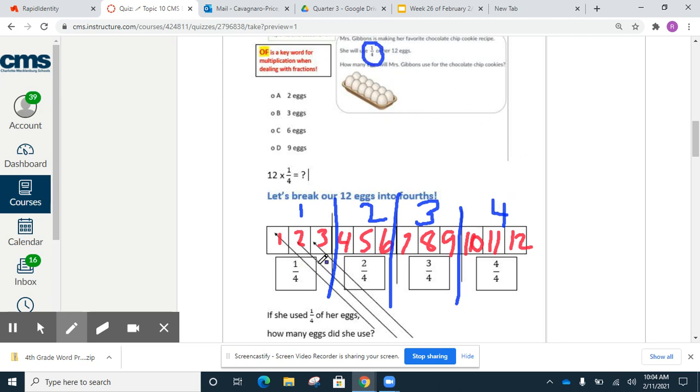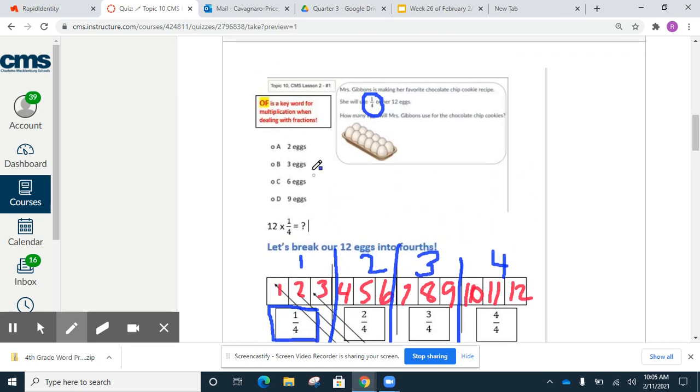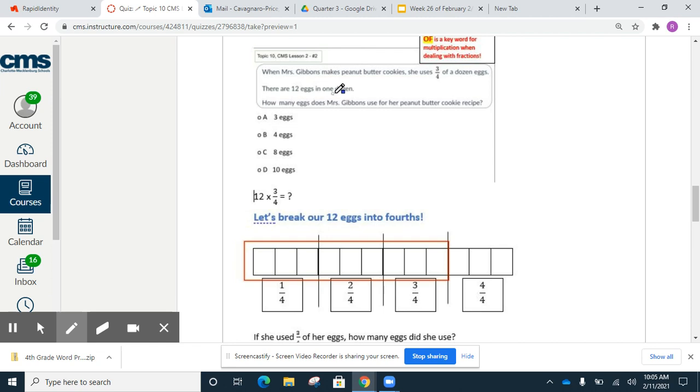Well, when I look here, if she's only going to use 1/4, I only need to look at group 1, and I need to see how many eggs are in group 1. Well, let's count. 1, 2, 3. So if she's using 1/4 of her total 12 eggs, that means that she is using 3 eggs. 3 eggs.